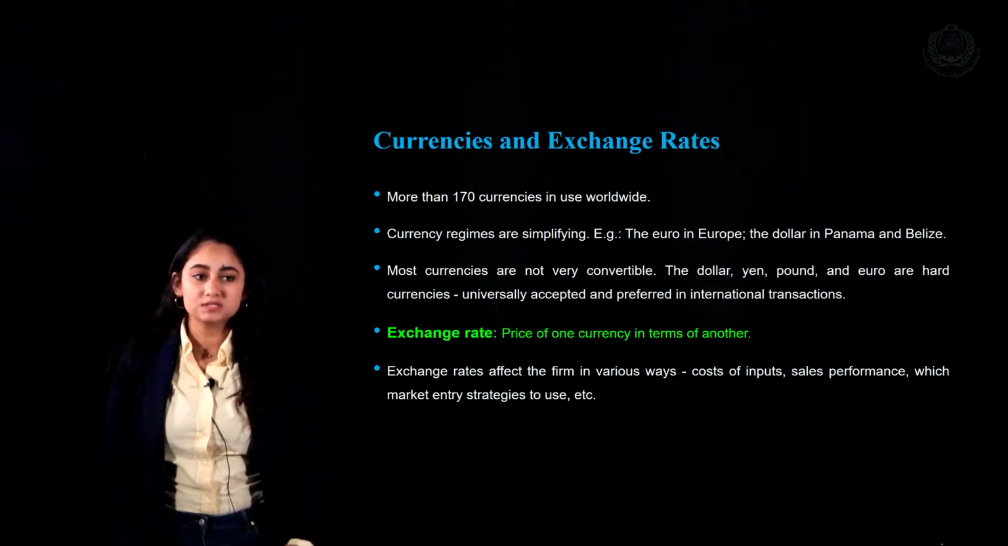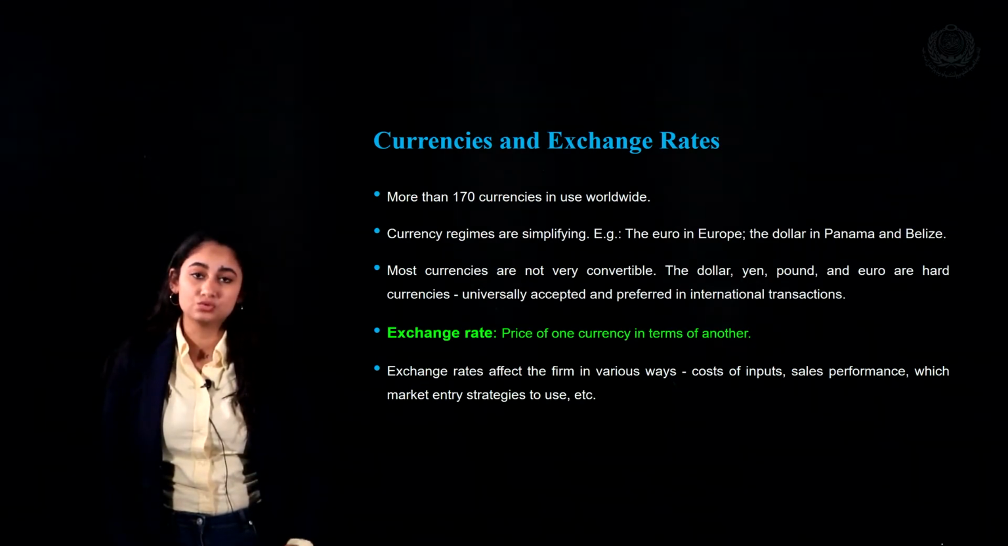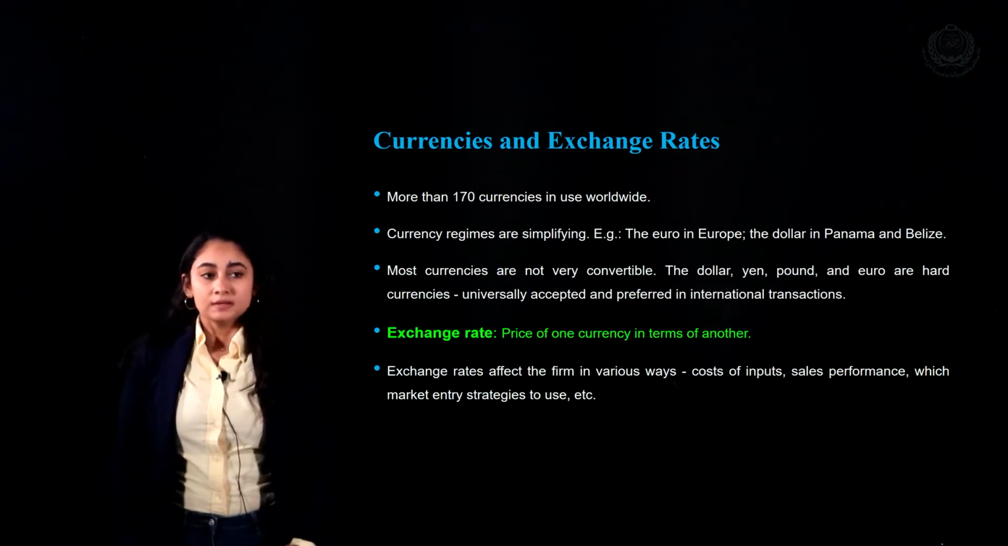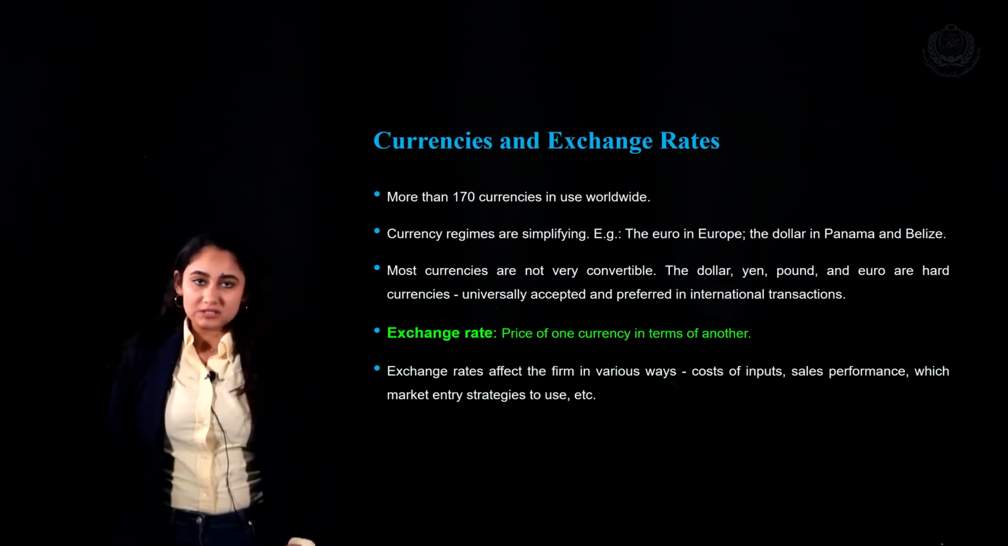Also, most currencies are not very convertible, which means that the dollar, the yen, the pound, and the euro are considered hard currencies. These hard currencies are universally accepted and preferred in international transactions. Now, when we are talking about exchange rates, what is meant by the word exchange rate?